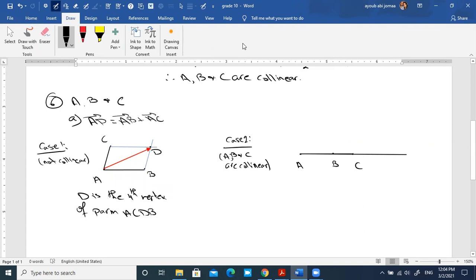Where will be the point D? It will be somewhere here, on line AC. Here is line AC, or from this side. So it will be somewhere here. Right?